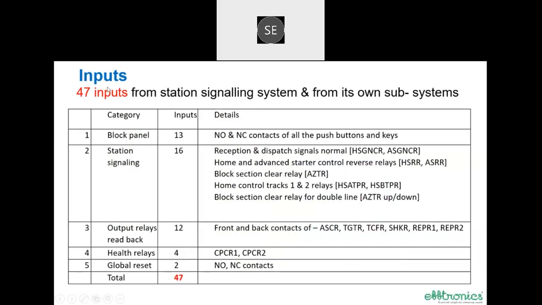So again, as I said, a total of 47 inputs from station signaling and its own subsystems are wired as inputs to the block instrument. Both NO means front and back contacts of all buttons and keys are wired. Similarly, station signaling inputs are also wired. Both front and back contacts are read.